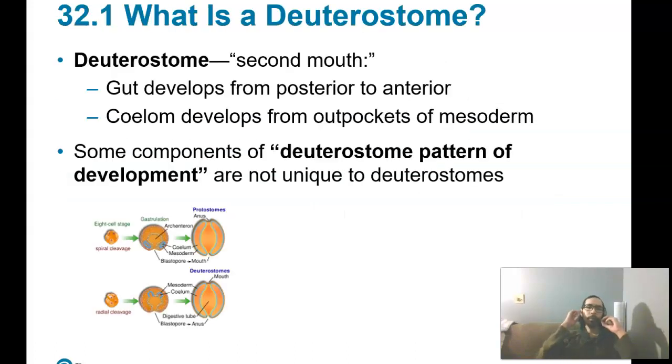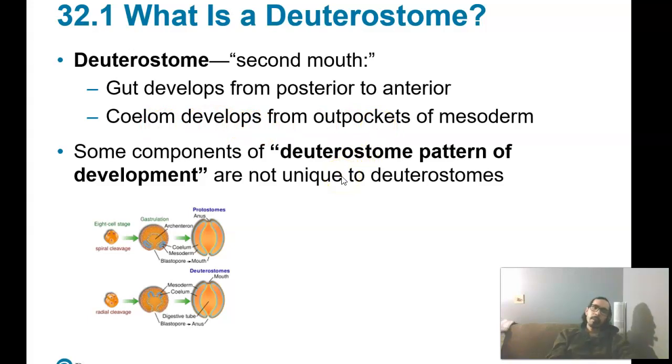So deuterostome animals, so these are animals that during embryonic development, more specifically gastrulation, they form the mouth second. So if you remember from the protostome PowerPoint, deuterostome means second mouth, because deutero means second, stoma means mouth. So these animals form their mouth second. Okay? And the coelom develops from outpockets of the mesoderm.